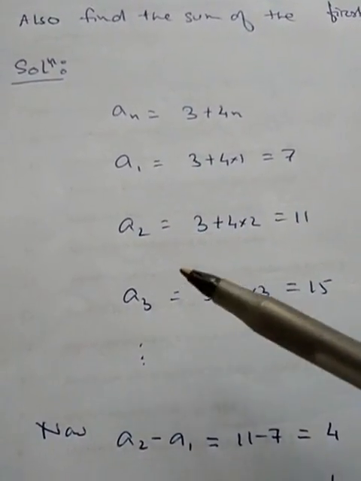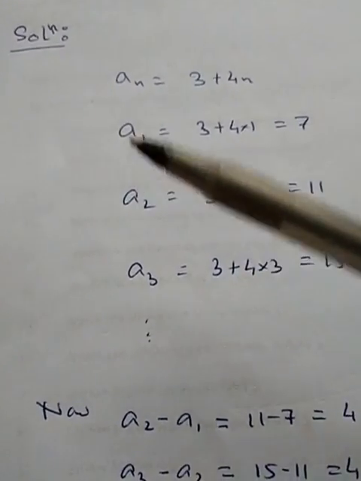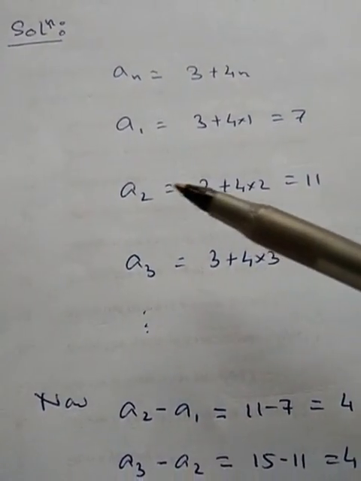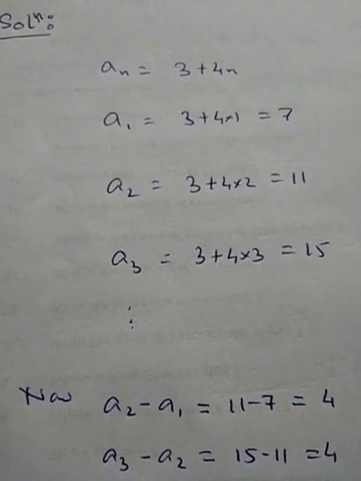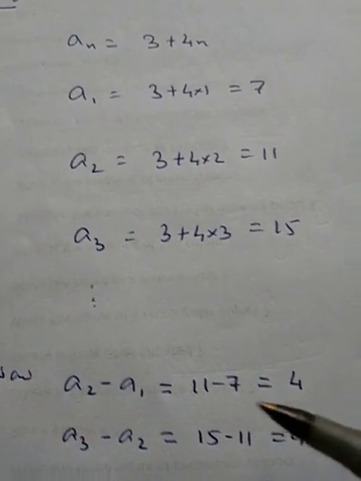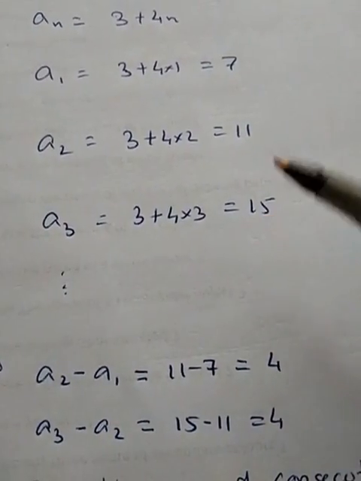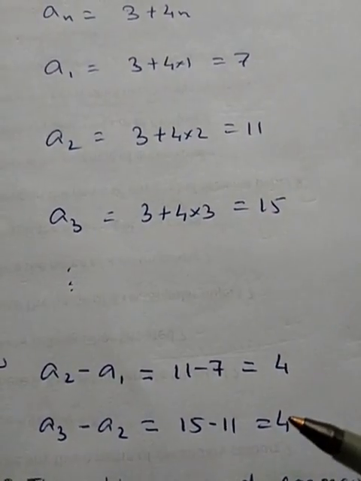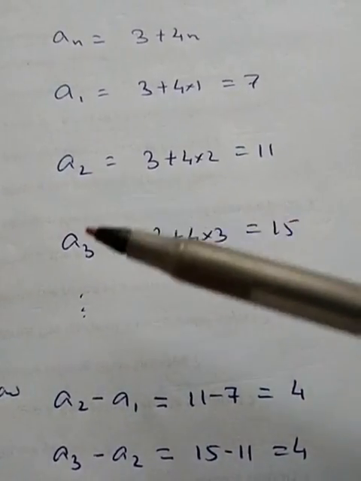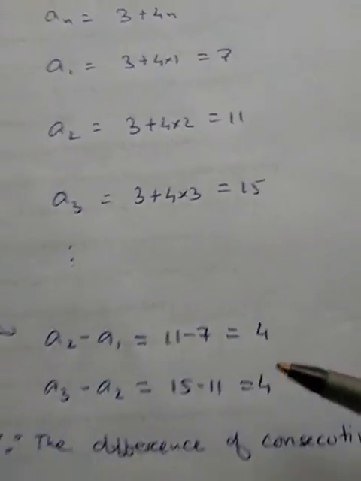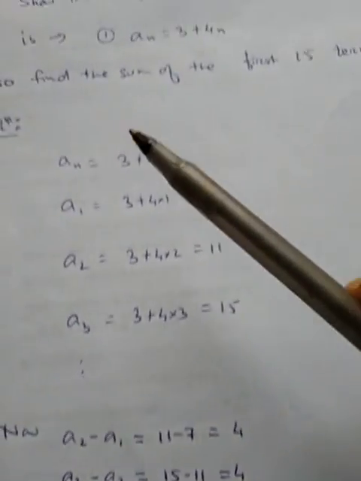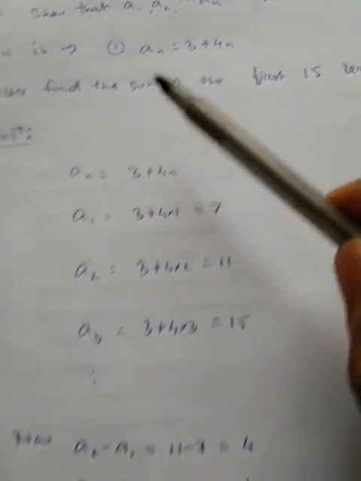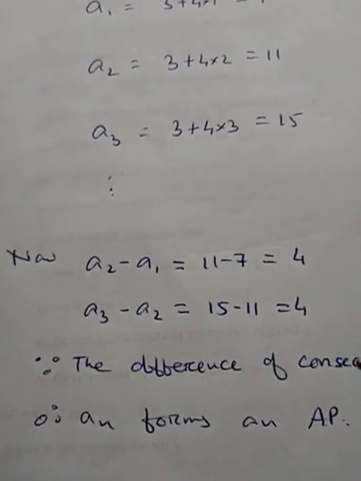Now we have got 3 terms, so let us verify the difference between each consecutive term. First a2 minus a1, that is 11 minus 7, 4, and secondly a3 minus a2, that is 15 minus 11, that is also 4. So as you can see, the differences between consecutive terms are equal. Thus we can say that the terms of this sequence an equal to 3 plus 4n form an AP.